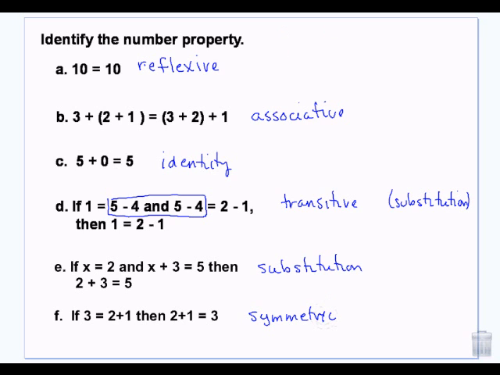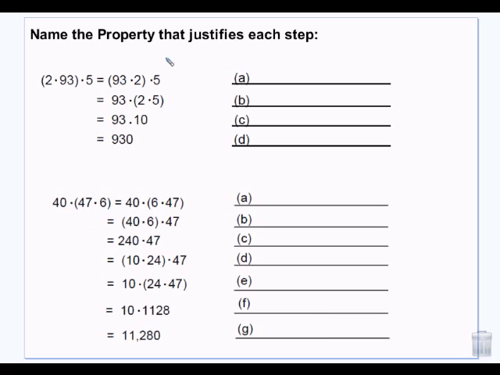Okay, and last one. We're going to name properties that justify each step. So I've got 2 times 93 times 5 is the same thing as 93 times 2 times 5. I did what property? The parentheses didn't change, but what was inside the parentheses, the order changed. It was commutative. However you say it. Commutative. Okay, now I've moved the parentheses from here to here. Associative. So that's associative.